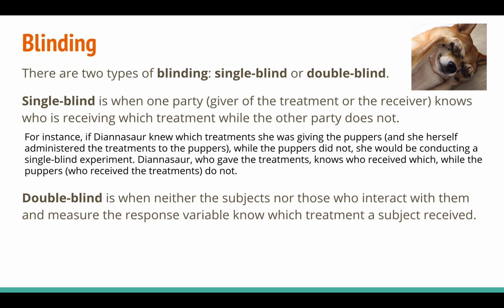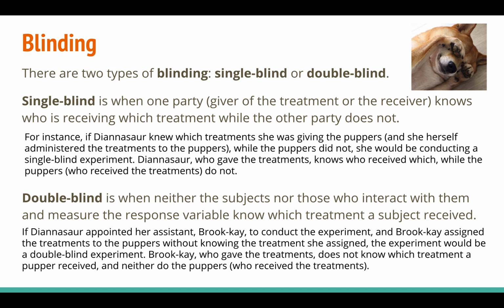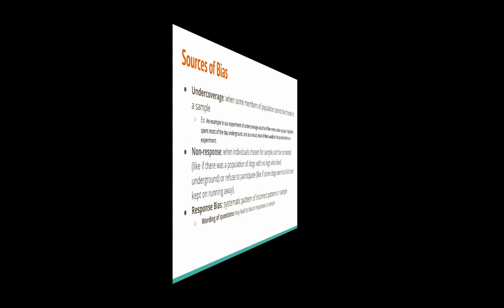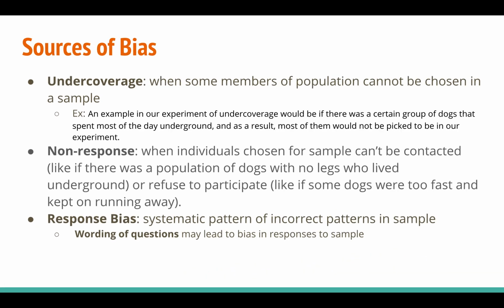There are two types of blinding, single and double. In a single blind experiment, only one party, either the experimenter or the subject, knows who is receiving which treatment. In a double blind, neither the experimenter nor the subject knows which treatment was given. Here are some examples. Now, our experiment could run into some problems due to bias.